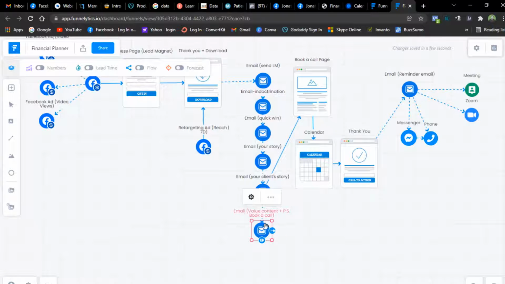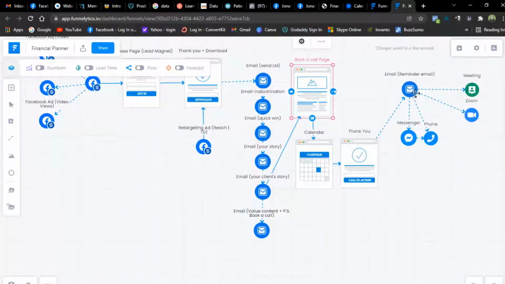Okay, I'm gonna skip this step for now. And once they click on the link, they go to the book a call page. So right now, that's your home page. They're going to click on the calendar and schedule a meeting with you. And so after they schedule a meeting with you, you're gonna send them a reminder email, maybe a day before and on the day itself.